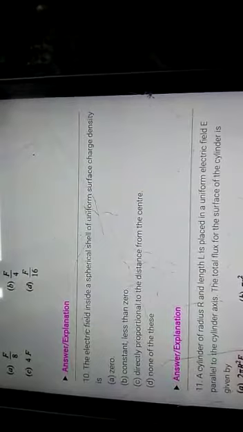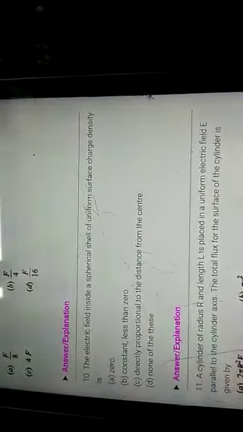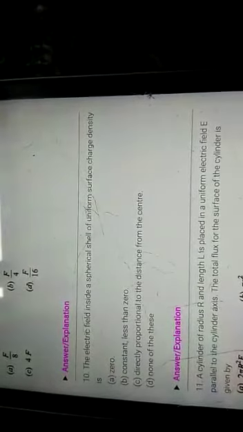Today, a few more MCQs. I have randomly chosen some problems which are important according to my point of view. Now the question is question number 10: the electric field inside a spherical shell of uniform surface charge density is. So let's find it using Gauss's law.